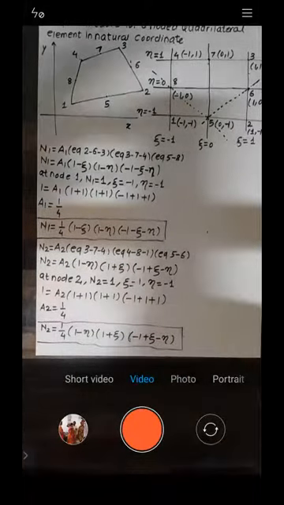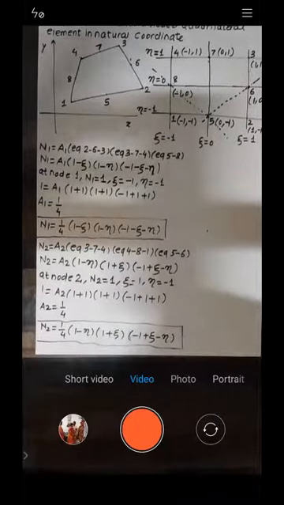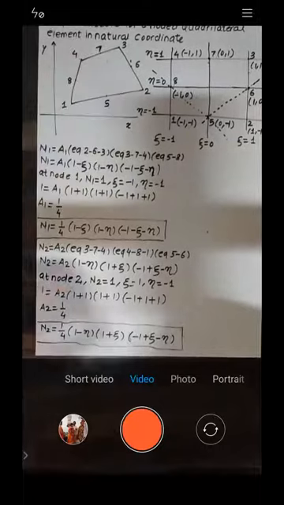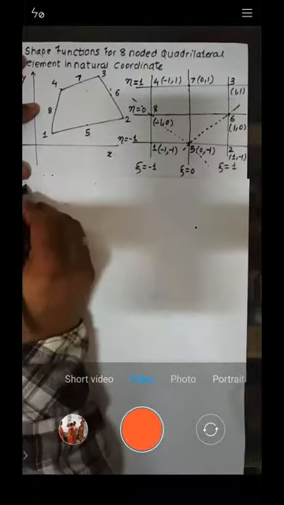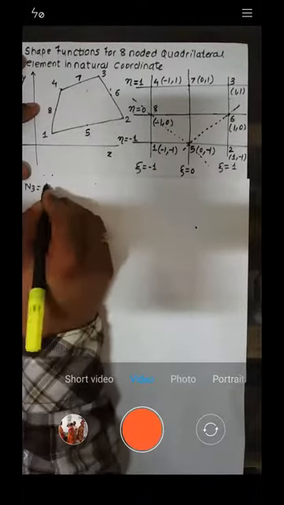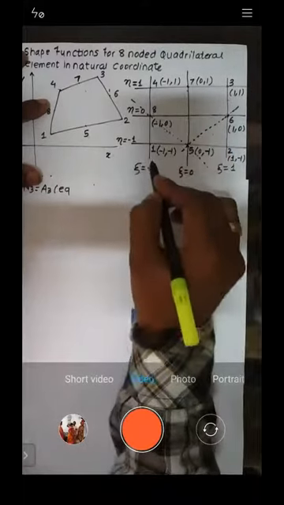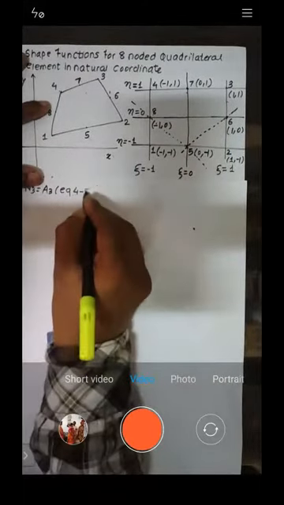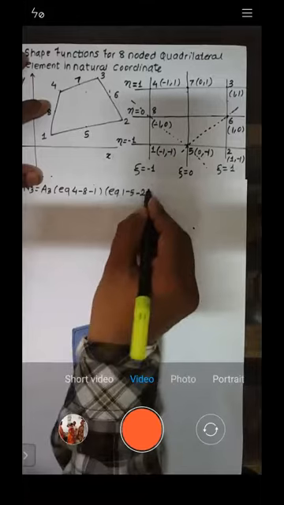Yes, sir. Now we will go for node 3. Now tell me how to go for node 3. Now I need to go for N3, right? So N3 is equal to A3 into the equations of the lines which are not passing through node 3. So through node 3, which lines are not passing? 4, 8, 1 is not passing. Again, 1, 5, 2 is not passing.